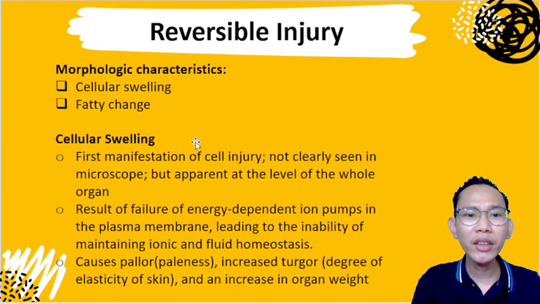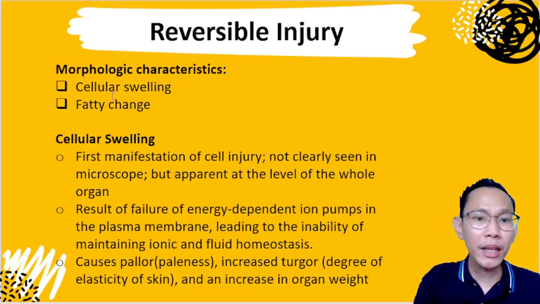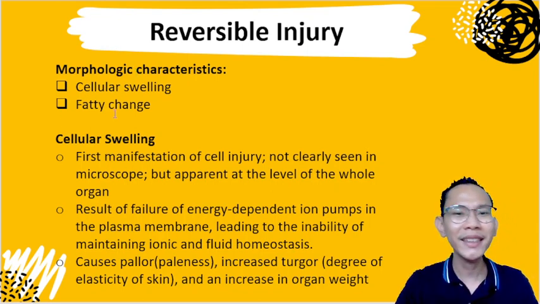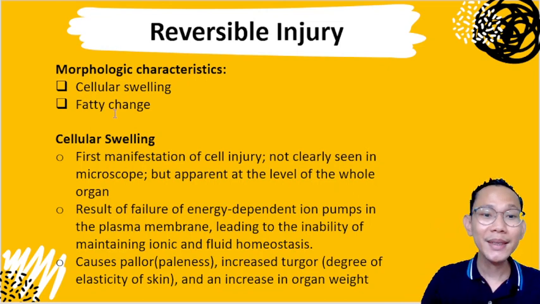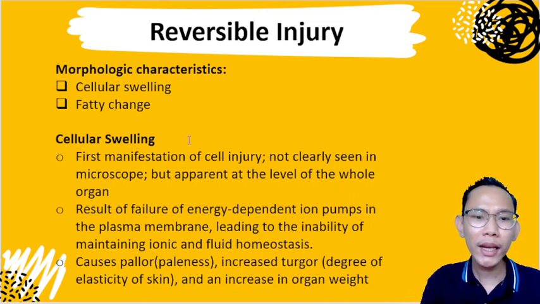So let's identify na the morphologic characteristic. Pag reversible injury, meron tayong dalawang dapat tatandaan. There will be cellular swelling and your fatty change. So ito lang talagang tatandaan natin pag reversible injury. Cellular swelling and fatty change. So what is cellular swelling, Doc? Yung cellular swelling is actually the first manifestation of your cell injury.